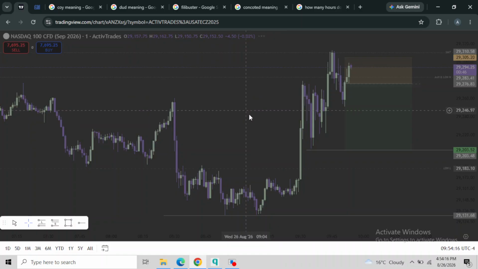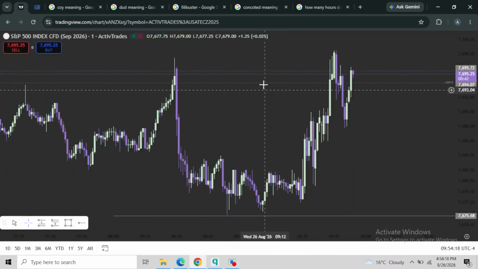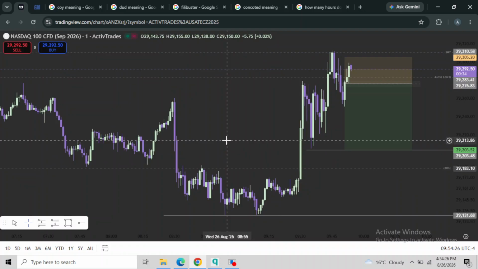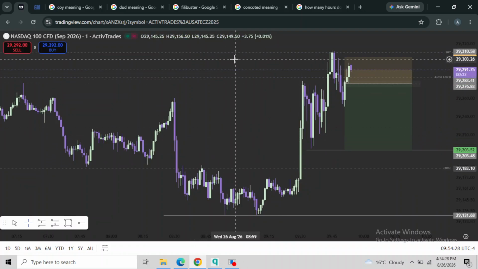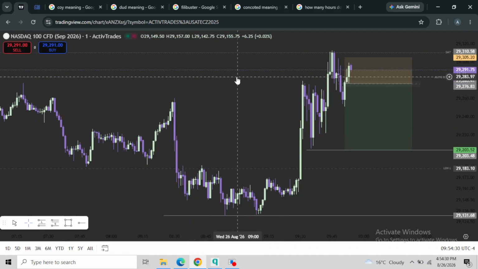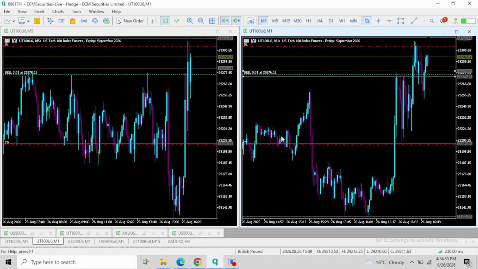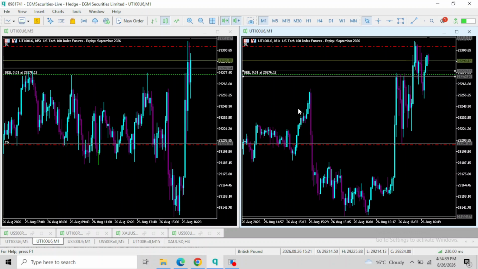Let me see what the ES is doing. So the ES is lagging below it. But our fair value gap has been disrespected.